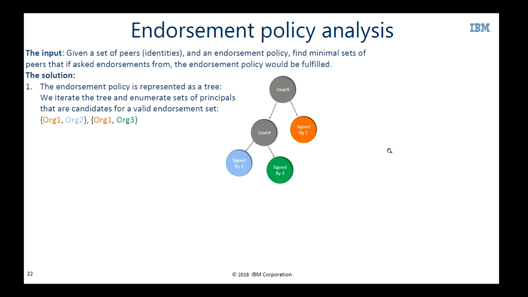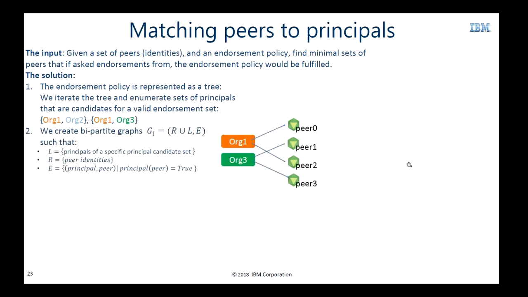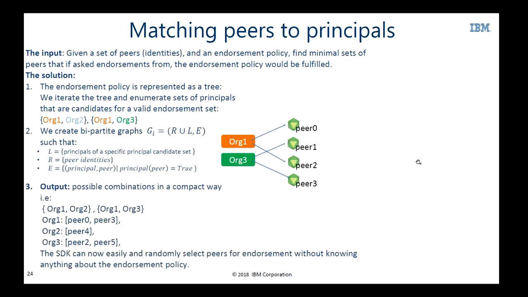So we take this tree, and what we do is we create a bipartite graph such that its right side is the identities of the peers, and its left side is the principals. Then we create an edge between the principals and the peers if the peer satisfies the principal. So you see here, for example, that if peer 0 is in org 1, then we have an edge. Did I say vertex? An edge between them.